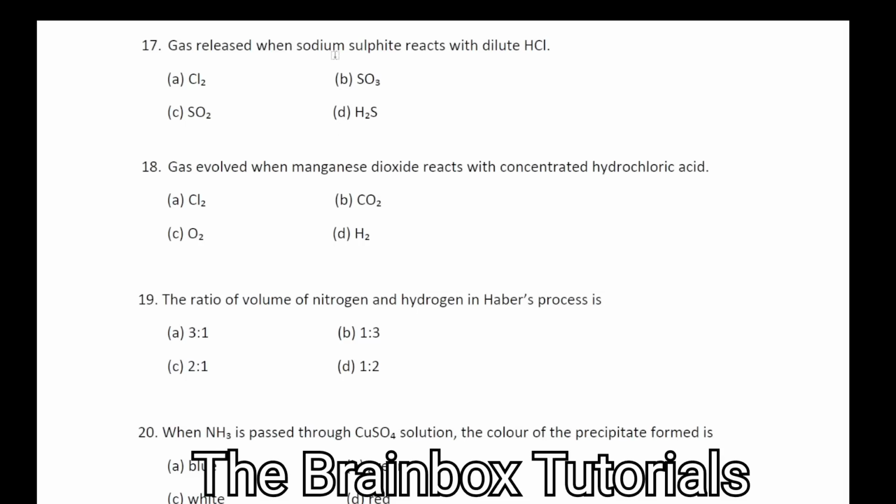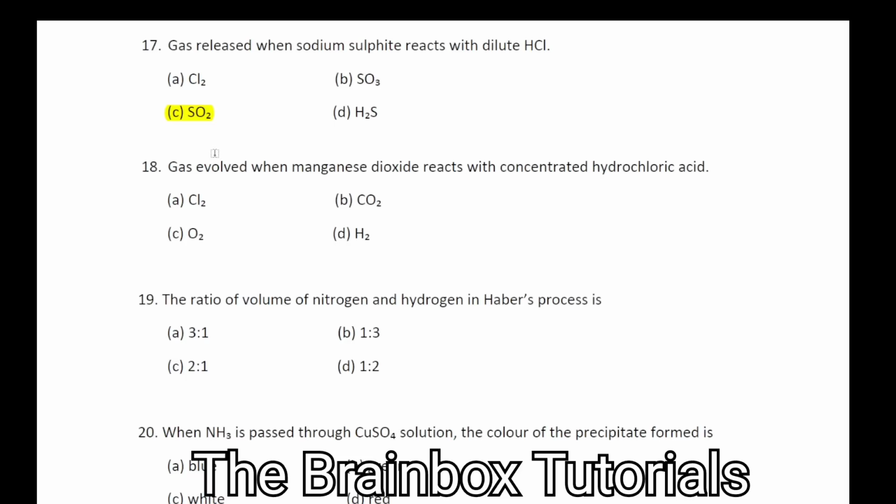Gas released when sodium sulfite reacts with dilute HCl. Options are A, chlorine gas, Cl2, B, SO3, that is sulfur trioxide, C, SO2, sulfur dioxide, and D, H2S, that is hydrogen sulfide gas. And the correct option is C, SO2, sulfur dioxide gas. In fact, any metal sulfite when it reacts with acid will evolve sulfur dioxide.